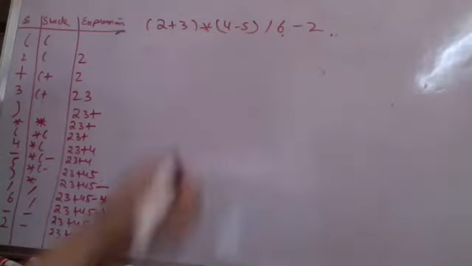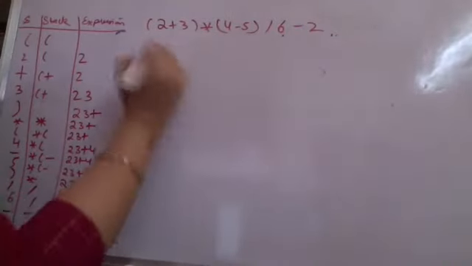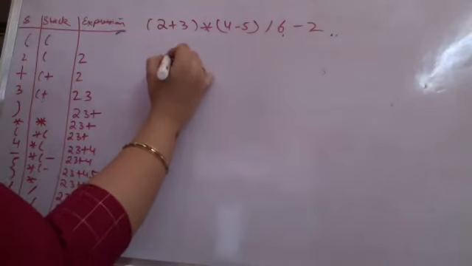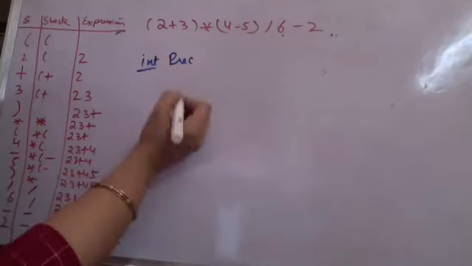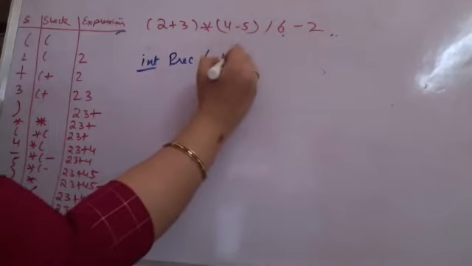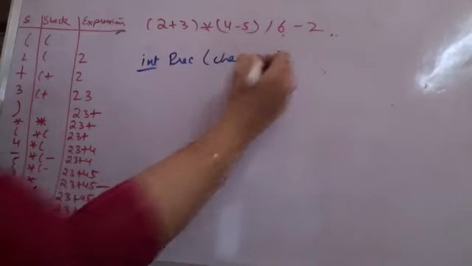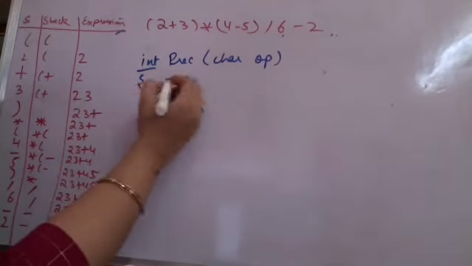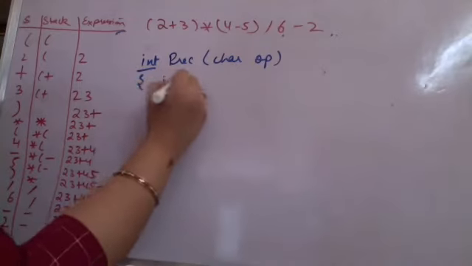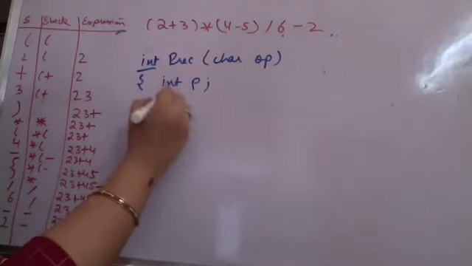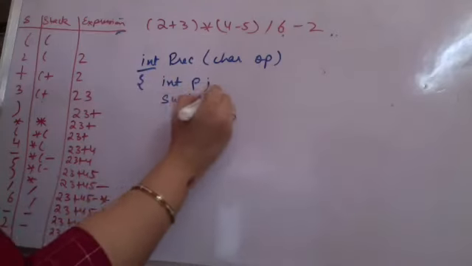How do I check the precedence? So let me first tell you the precedence. If I am going to check the precedence in a function, supposedly I take an integer precedence function, and I am taking a character operator here, whose precedence I have to check. I am taking the integer p here, some value of precedence, and I am taking a switch on the operator.